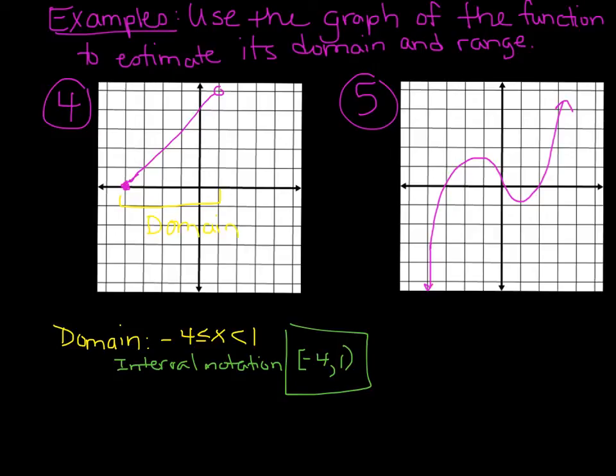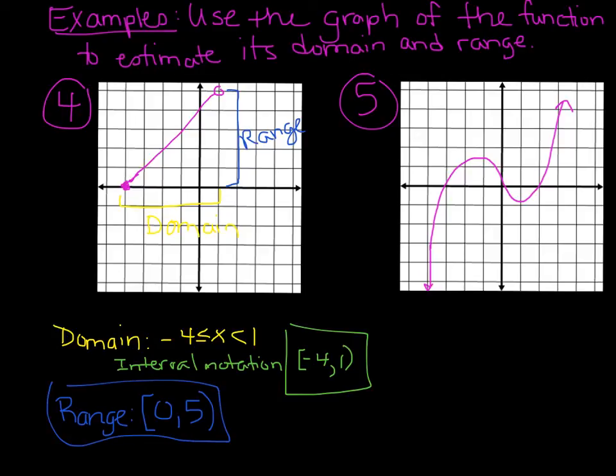So now for our range, it's a similar idea, except that we're going to look at our y values. So the lowest y value that we have is 0. And then the highest y value that we have is going to be at 5. So we're going to write this as 0, 5. 0 is going to be a closed bracket, a square bracket, because we include 0. 5 is going to be a round bracket, and so that's how we write our answer for that.